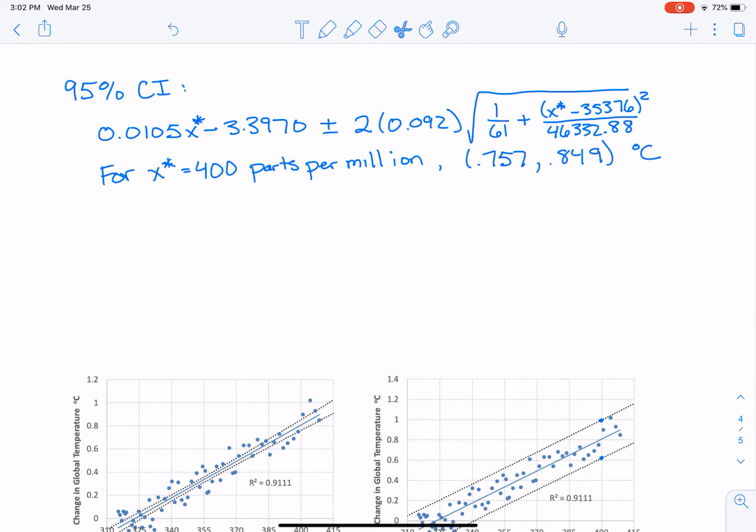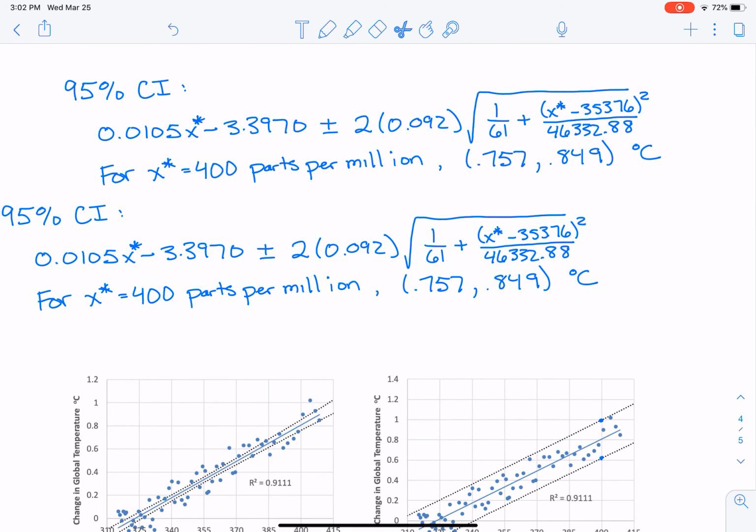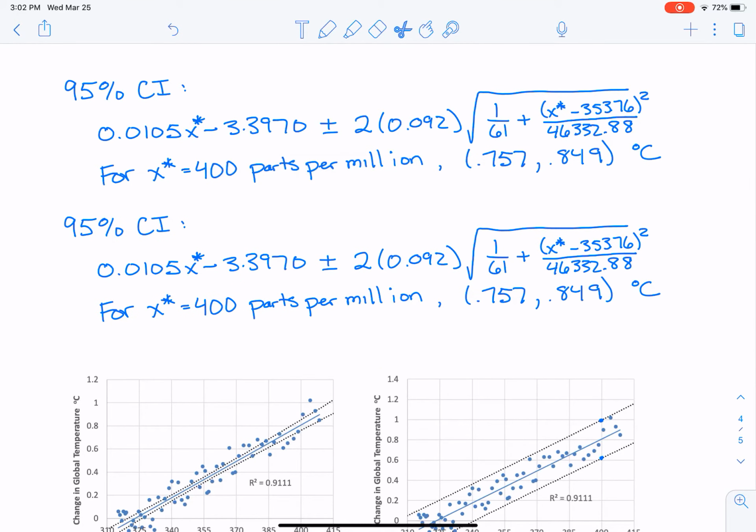Now, what about our 95% prediction interval? You notice that I'm copying this computation because I'm going to get a computation that is very, very similar for the prediction interval. The only difference is going to be in this formula for the standard error, and I need to add a 1 plus. So the prediction interval is almost identical, except that it's going to add the 1 plus. That's going to widen the interval.